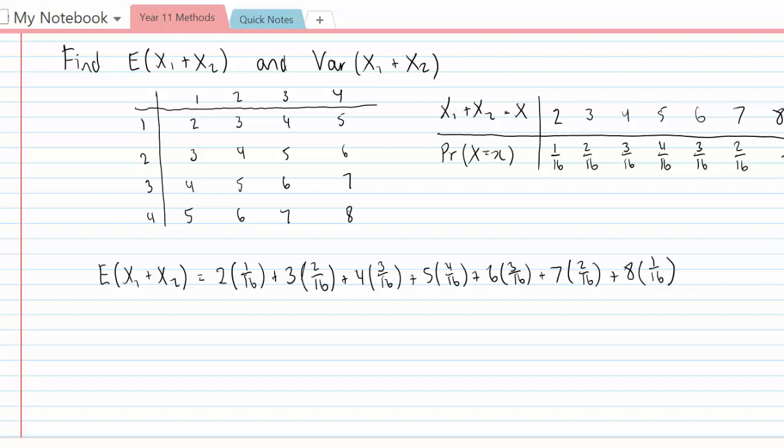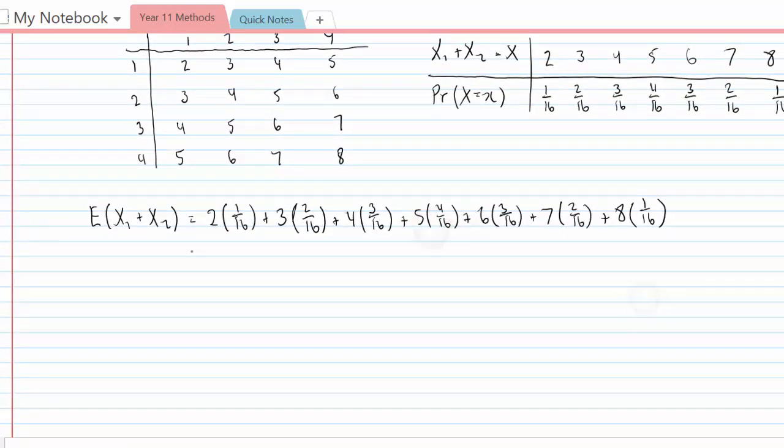Apologies if this stuff's up, my screen's just going nuts at the moment. So now I'm just going to use the calculator there, so just bear with me for a second. So we end up with 80 on 16, which just simplifies to 5.